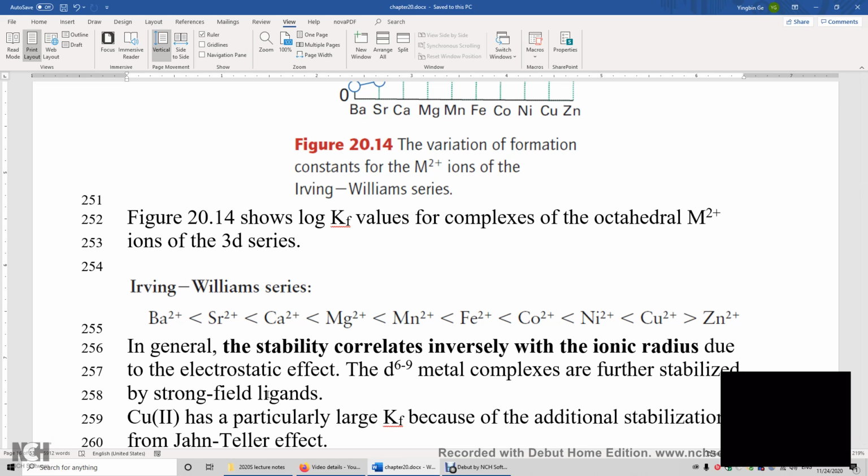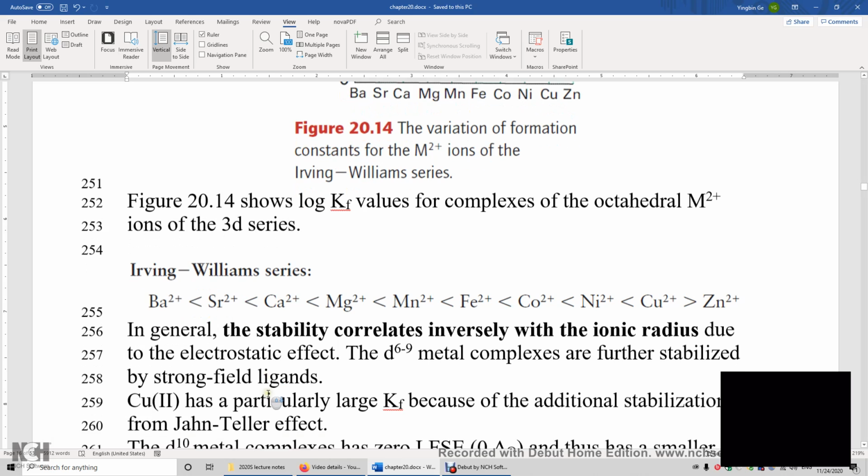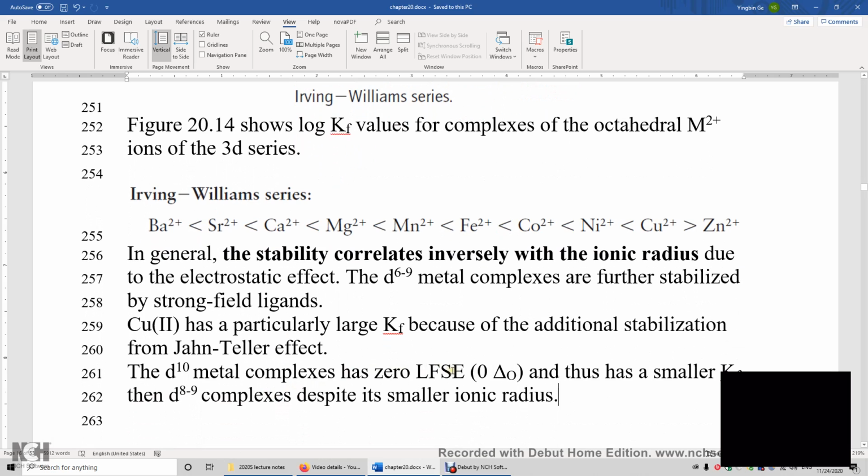The ligand field stabilization energy is more significant. So again, I want to just summarize here. Mostly, if you look at this Irving-Williams series, we're looking at the trend of ionic radius. The ionic radius decreases from left to right. And then you see all those less than signs here. They are referring to the formation constant. And then over here, there's a greater than sign.